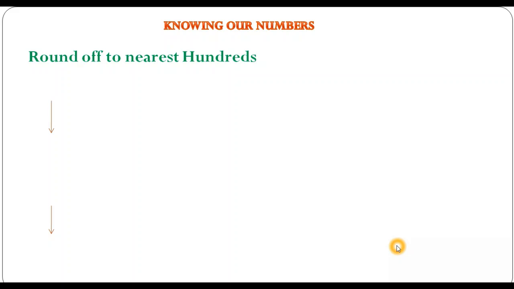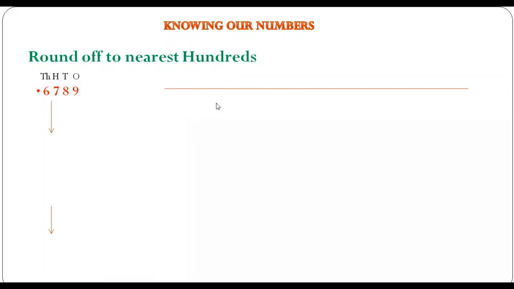Now let us learn how to round off to the nearest hundreds. Let us take this example, 6,789. So this is units, tens, hundreds and thousands. Since we are rounding off to the nearest hundreds, 7 is at the hundreds place. So in terms of the nearest hundreds, where does this number lie?